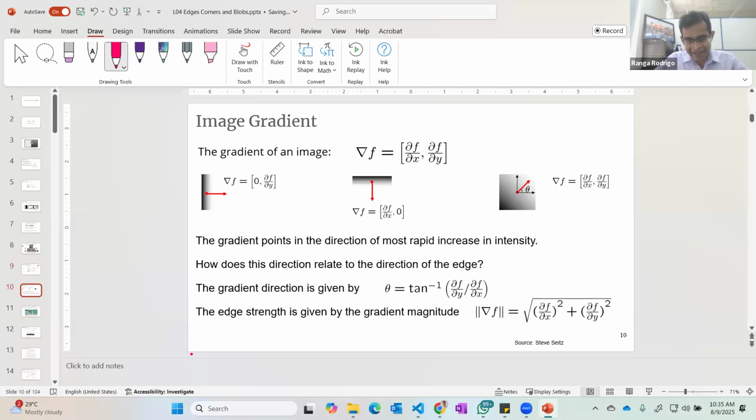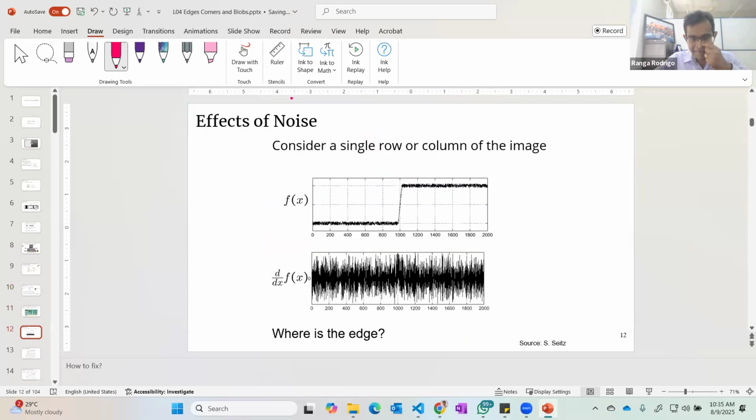Then we looked at how image gradient, which is a combination of the partial derivative in x direction and partial derivative in y direction, computed using Sobel operator or any other operator, can be combined to come up with the gradient of an image, this nature. So you can see that gradient operation gives you a vector field. So then we looked at detecting edges when noise is there.